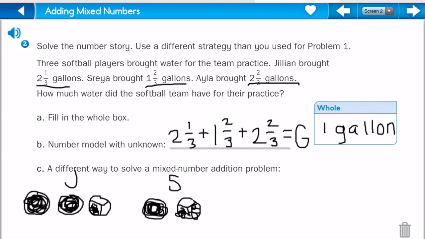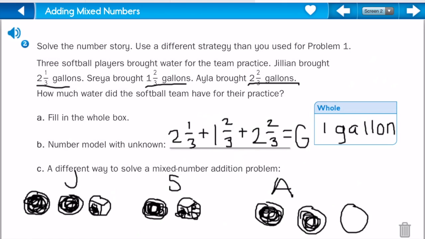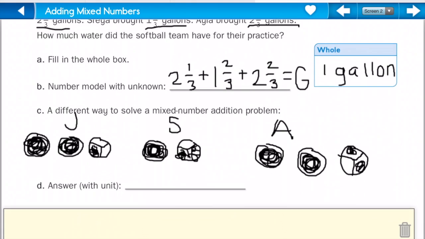And then Aliyah, I'm going to put an A for her name. She brought 2 2/3. So she had 2 wholes. Shade those in. Then draw a picture like that and shade in 2/3. Now we need to figure out how much we have all together. So let's count all our pieces to figure out what our answer will be.